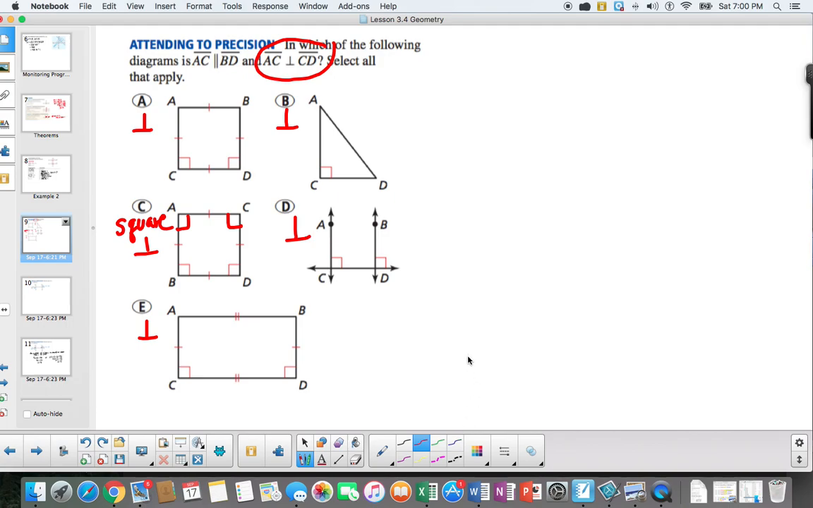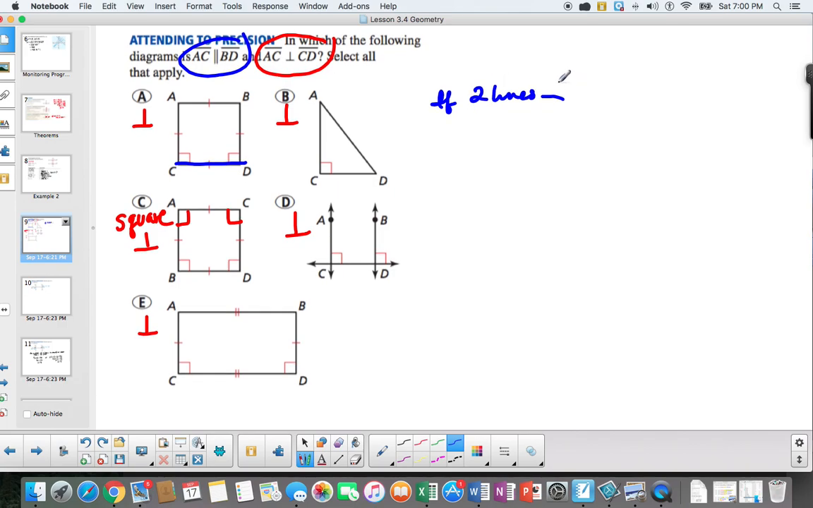Now let's talk about whether we see parallel. Okay, I can see that CD is a line where two lines are perpendicular to the same line. So if two lines are perpendicular to the same line, then the two lines are parallel. So I do have parallel here. Now, I'm not going to have parallel in B.